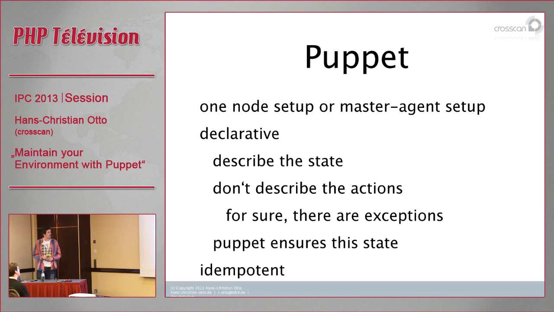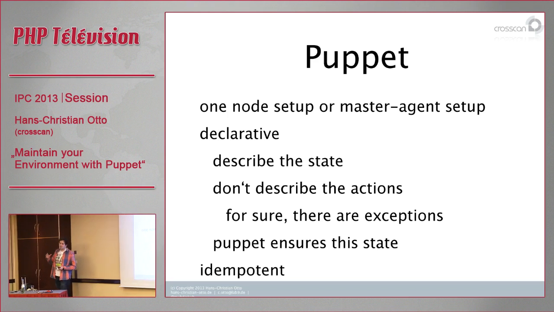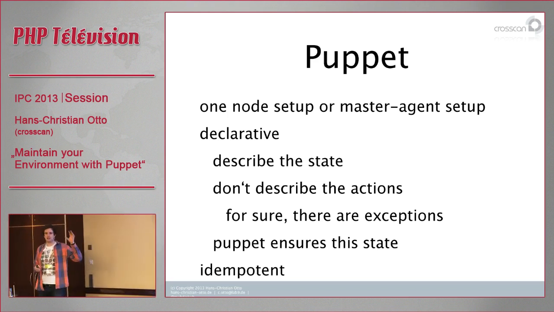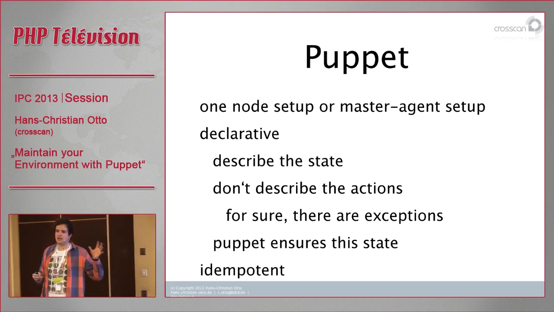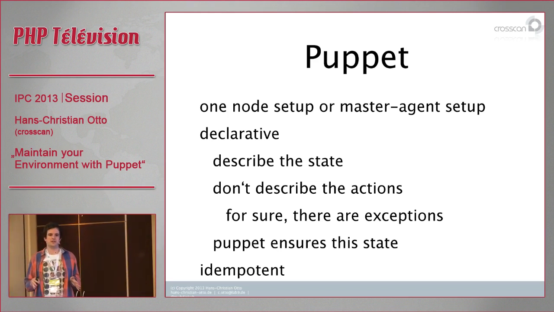Puppet can be run in a one-node setup, which means you deploy your Puppet source code on a machine and tell Puppet, please execute this source code. But in addition, you could also have a multi-node setup, a so-called master agent setup, where you have a single node which is responsible for handling the configuration of all other nodes. This is the so-called master.